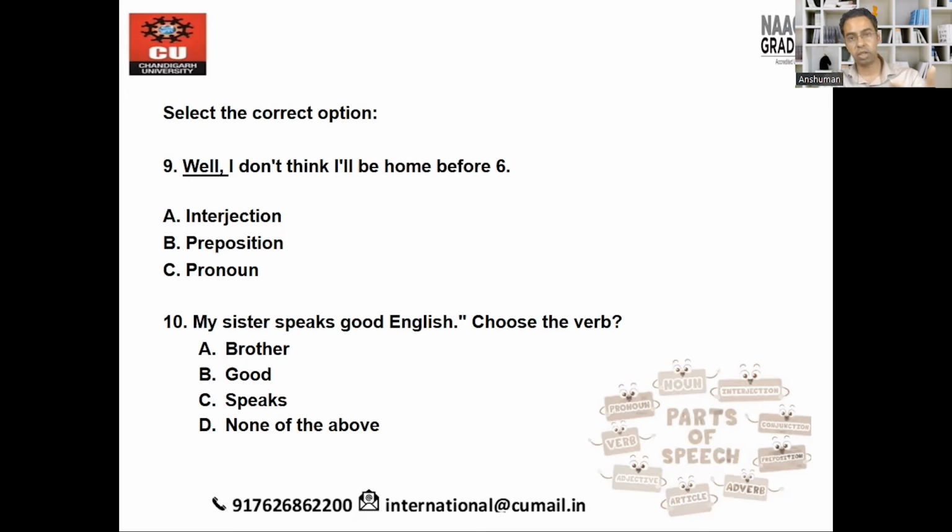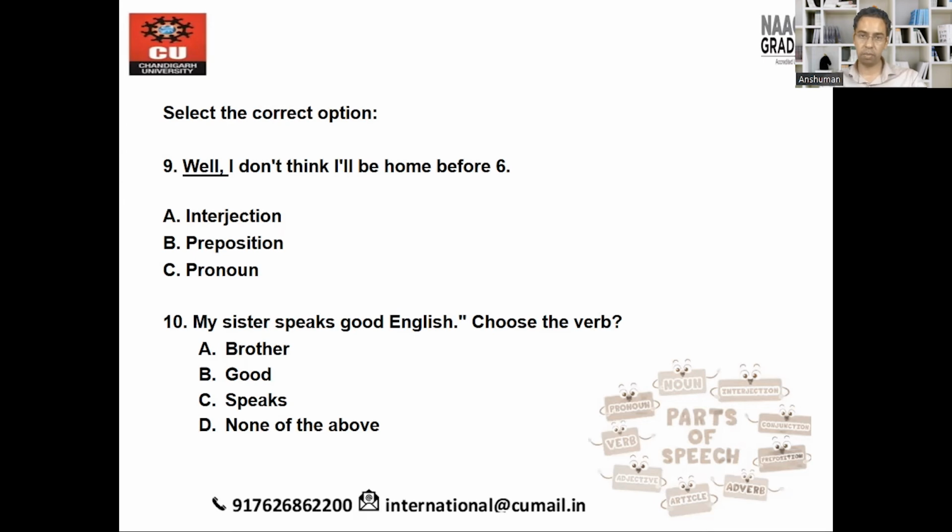What are interjections? Words like when you are excited, for example, hooray, wow, alas, ah, well. These are the words which we use when we are excited or when we show our emotions. So in English grammar, words which talk about emotion are known as interjections. So well is an interjection. So that is why the answer of question number 9 is A.